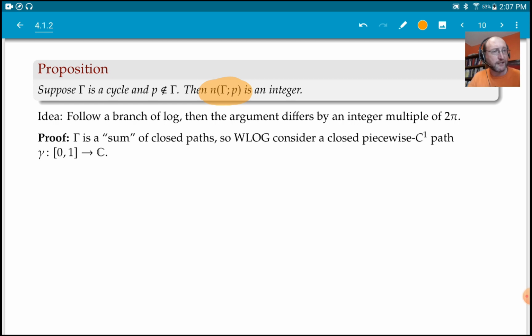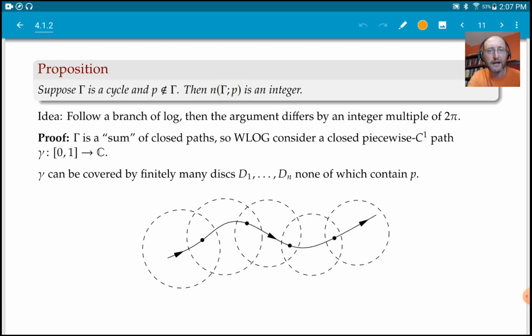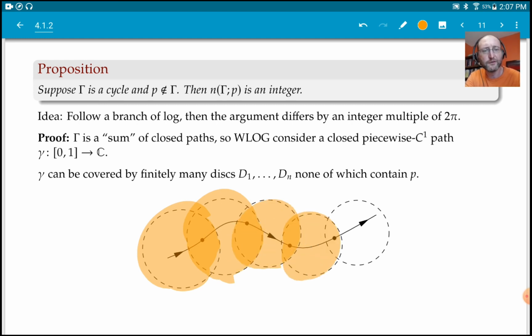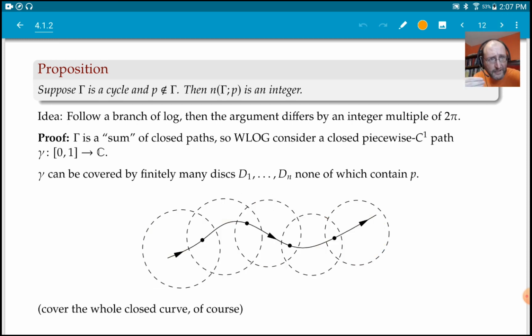All right, so we'll assume, without loss of generality, that gamma is actually a single piecewise C1 closed path. Now, gamma, I drew over here just a little piece of it, but it can be covered by finitely many disks. I start somewhere, maybe this is D1, this is D2, this is D3, this is D4, this is D5, and so on, and I cover the entire curve like this, and none of these are supposed to contain p. P is somewhere here, let's say.